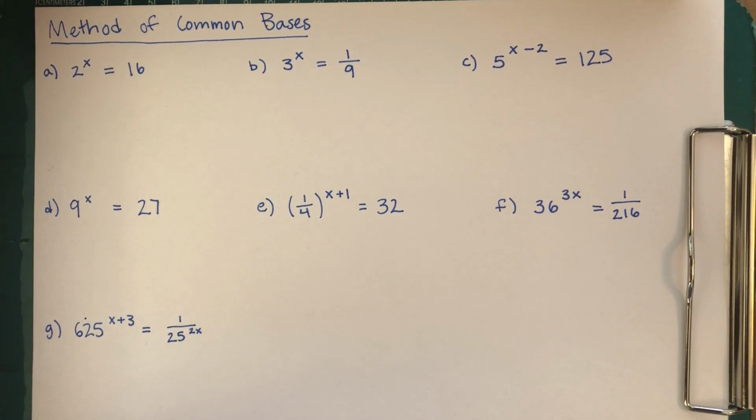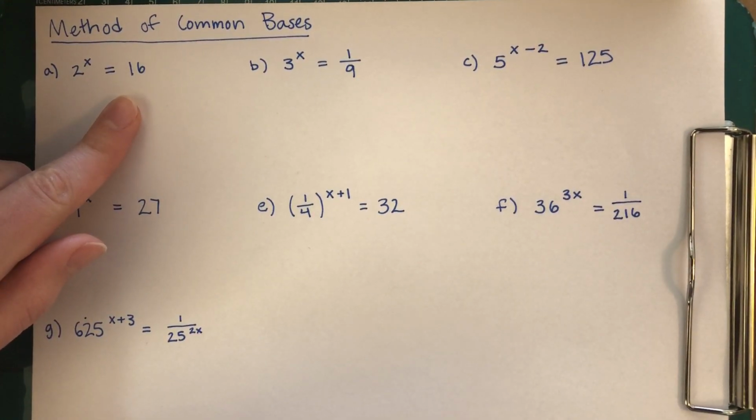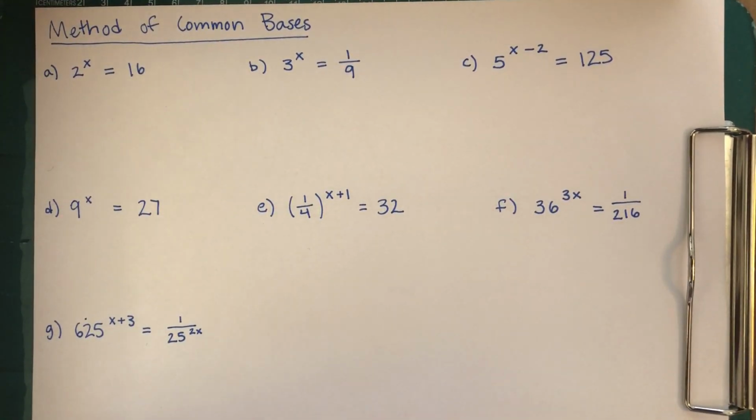This method does not work for every equation that you could come up with. It only works for certain choices of numbers. And all of the chosen numbers on this page and on the ones that you'll be expected to do are on that common exponents page. They're basically an easy number raised to some other integer power. So for example, we'll see here in a second, 16 is 2 to the 4th.